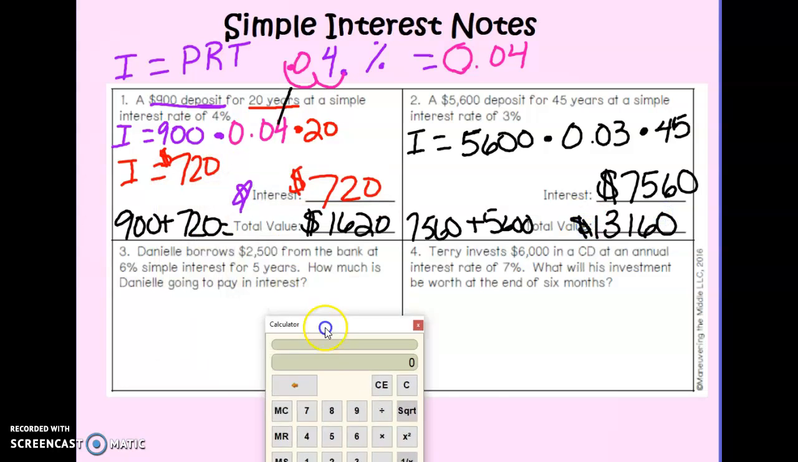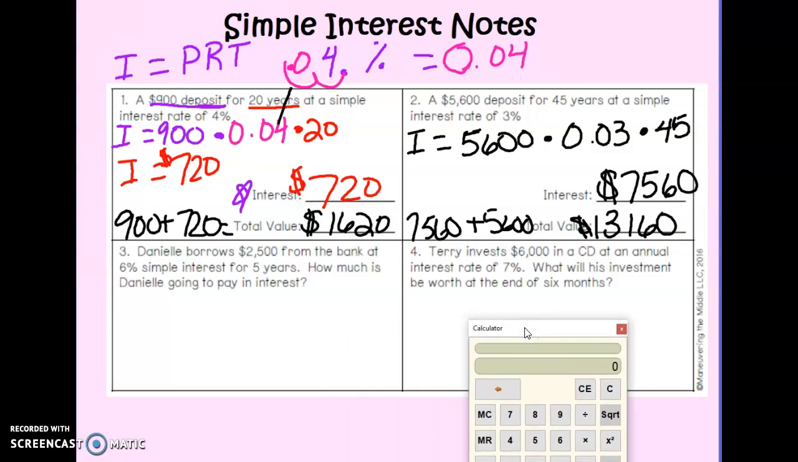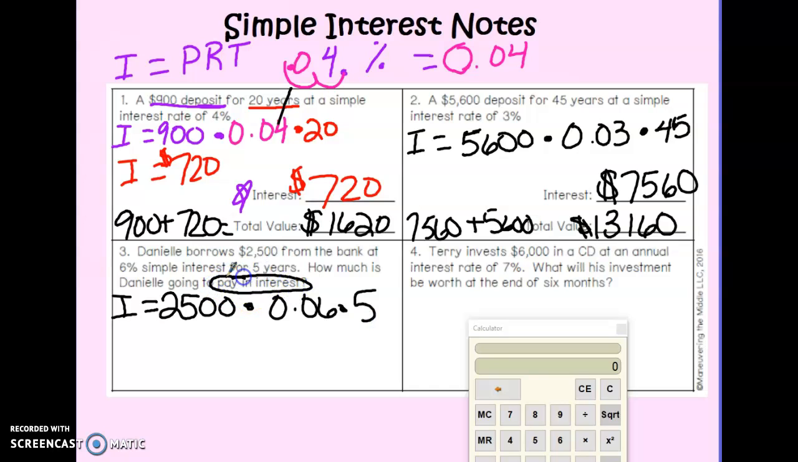Okay, so let's look at our next example. Danielle borrows $2,500 from the bank at 6% simple interest for 5 years. How much is she going to pay in interest? We're going to set this up the same way. Interest is equal to, we have our principal of $2,500. Our rate is 6%, and it's for 5 years. The question is asking us just how much is she paying in interest?